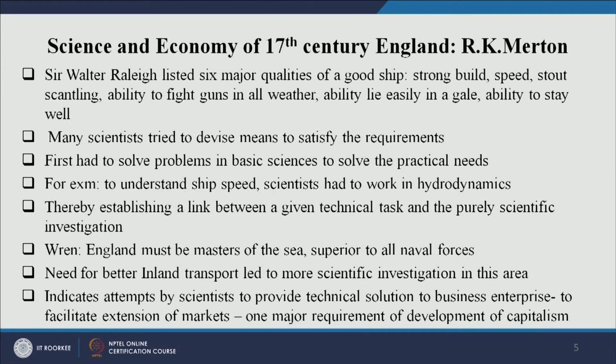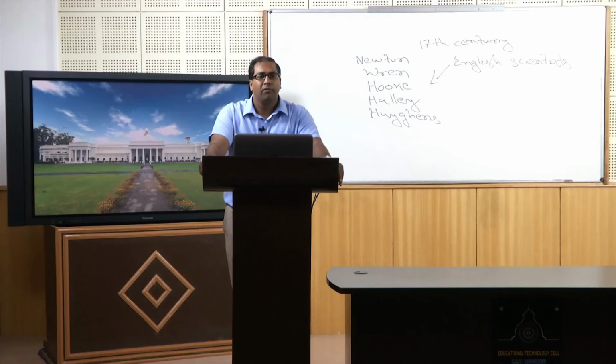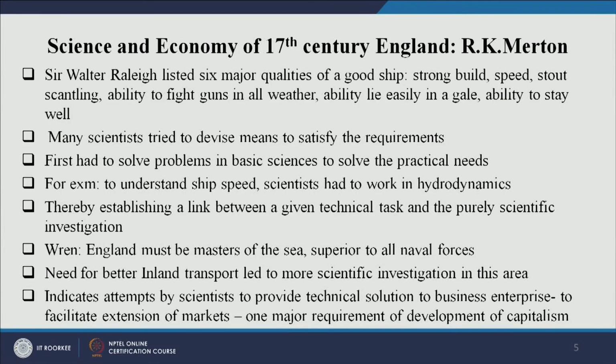Many scientists turned their attention to satisfying these requirements. So they made use of their theoretical knowledge to understand, explain and solve the problems which were needed to make a good ship with all these qualities. First, they had to solve problems in basic sciences in order to meet the practical needs. For example, to understand the ship's speed, they had to work on hydrodynamics.